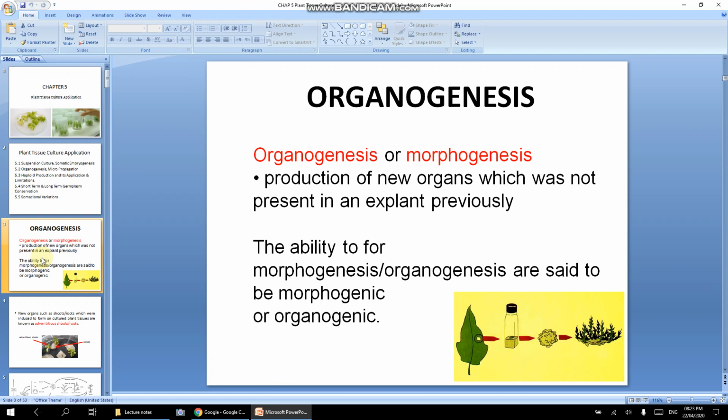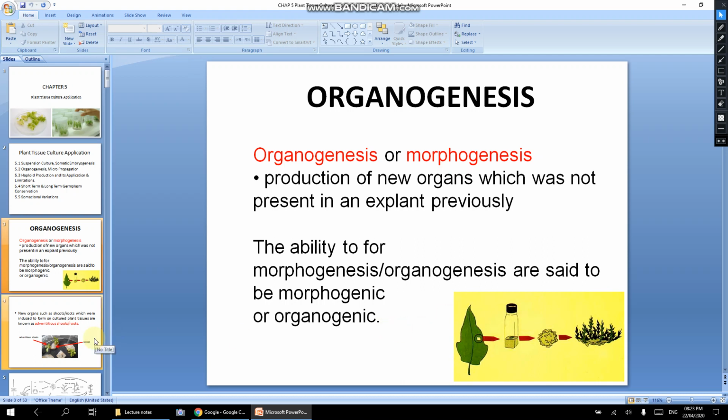So for organogenesis, organogenesis is the production of new organs which were not present in the explant previously. For example, if you take a look at this plant right here, initially it starts with a small cut. Then you put it on the media, then it grows into callus, and eventually in the end it becomes a complete plant.